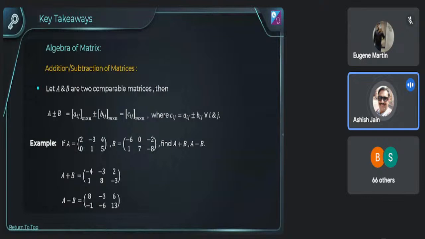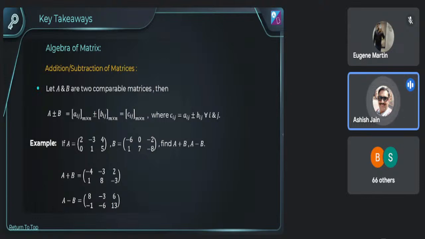The next is addition and subtraction of matrices, right? Whenever we add two matrices, we check that these two matrices are comparable with each other. That means they must have an equal number of rows and columns. If they don't have an equal number of rows and columns, we cannot add or subtract two matrices, right? So for doing A plus B or A minus B, you have to check whether the dimension of A and the dimension of B are the same or not. If two matrices have the same dimension, we can add or we can subtract.